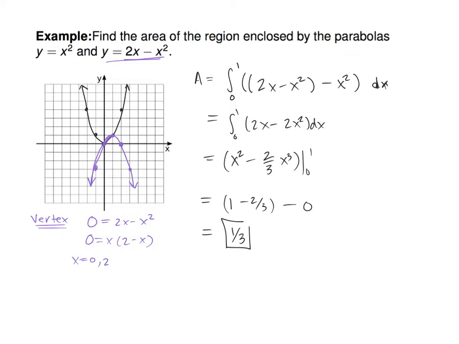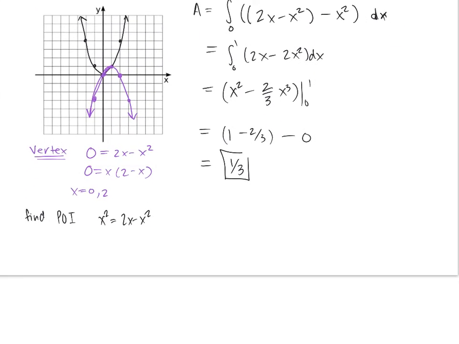If your points of intersection were not totally obvious from your graph, how would you find them? Set them equal to each other. Is it okay if I use POI for points of intersection? By solving x squared equals 2x minus x squared. If it's completely obvious from your graph where they are, you don't have to do that. But if it's not obvious from your graph, or if you want to verify, you could also do that.